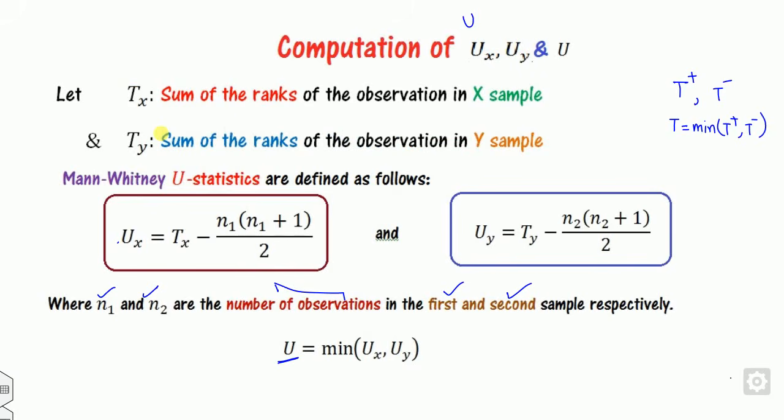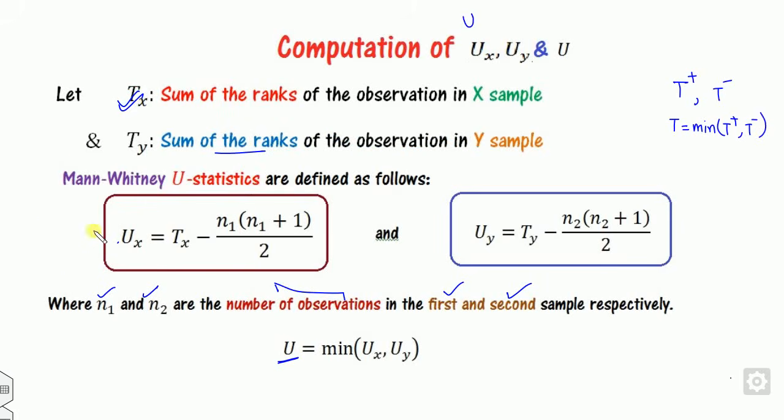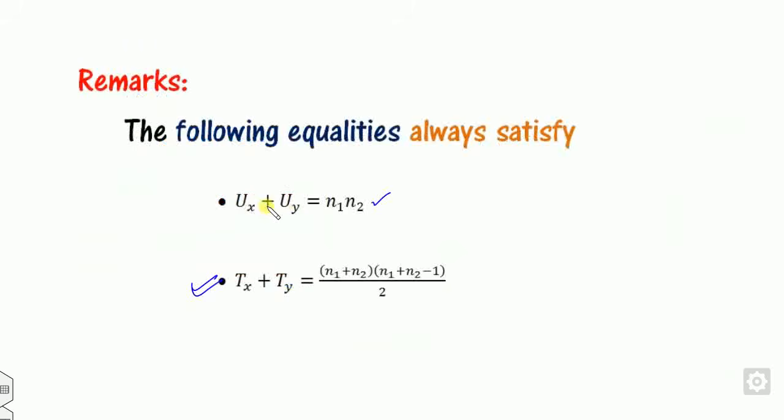If you are able to find Tx firstly, then you are able to find Ty by using the sum of ranks. Else, you can use this equation to find Ty. Similarly, once you use this equation to find the value of Ux, then Uy can be found this way, or else you can find it from here.